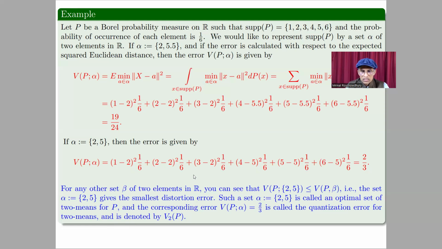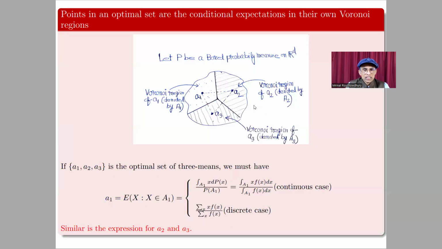So in quantization theory, our goal is to find these optimal sets for which the error is the smallest. Now, how does it work? Suppose P is a Borel probability measure on R^D, and the support of P contains elements in this region. And you would like to represent the support of P by, suppose, 3 elements A1, A2, and A3. Once you have chosen these 3 elements, you join two elements and draw the perpendicular bisector, join two elements and draw the perpendicular bisector, join two elements and draw the perpendicular bisector. And you know these 3 perpendicular bisectors will meet at one point here.